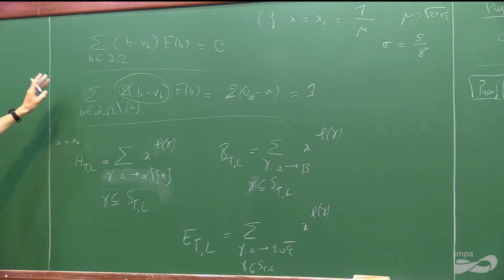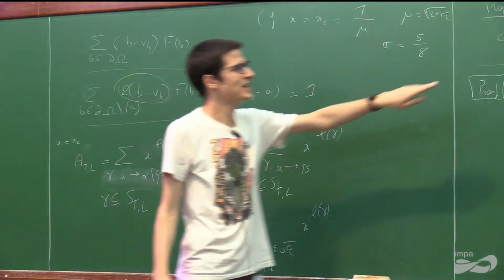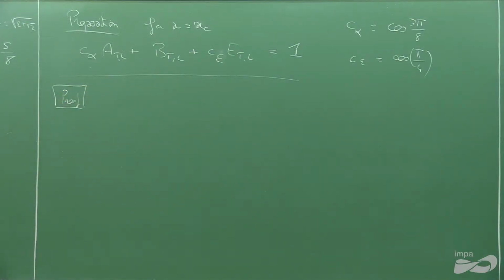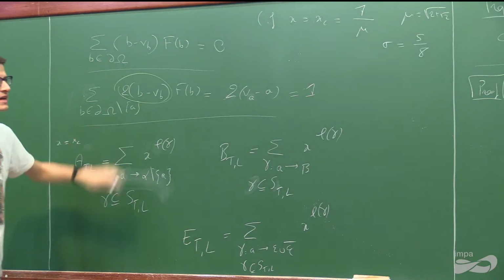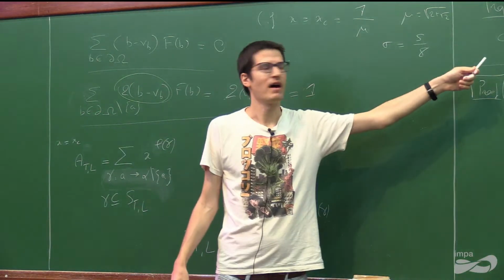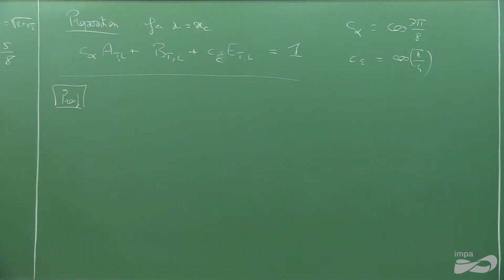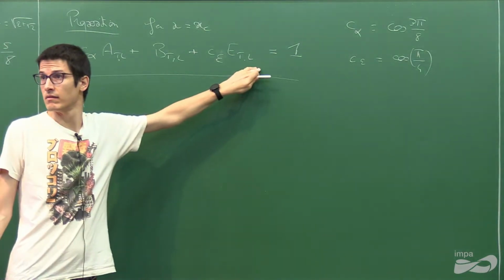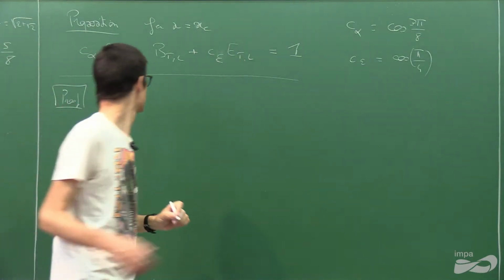What's the natural thing to do? What we want to show is that if you sum over B in beta, you get BTL. If you sum over B in alpha minus A, you get C alpha ATL. And if you sum over epsilon union epsilon bar, you get C epsilon ETL.